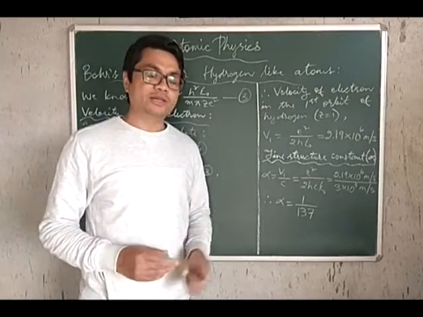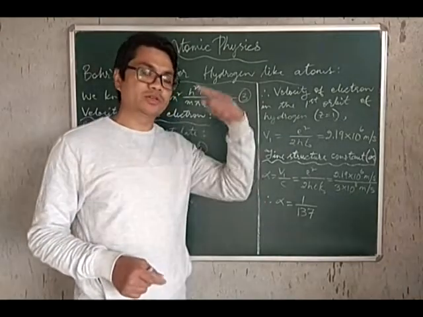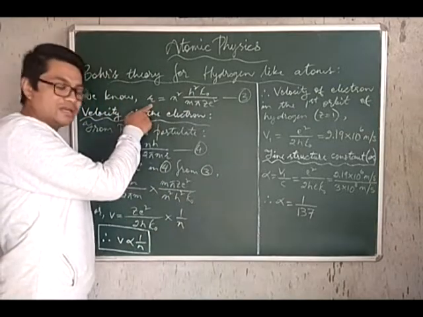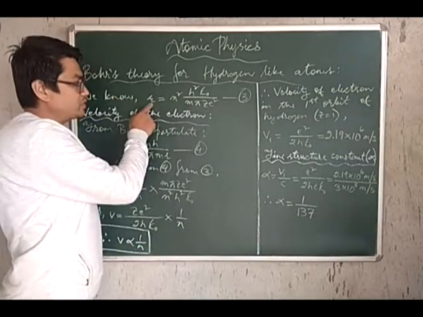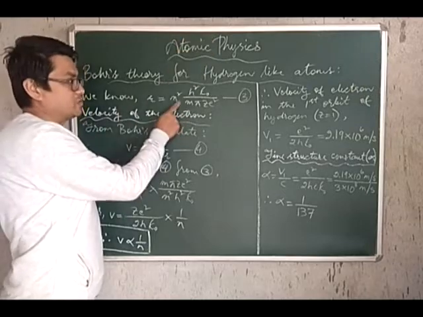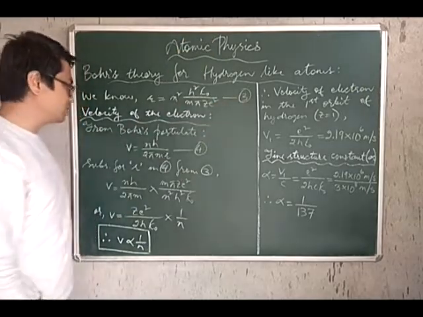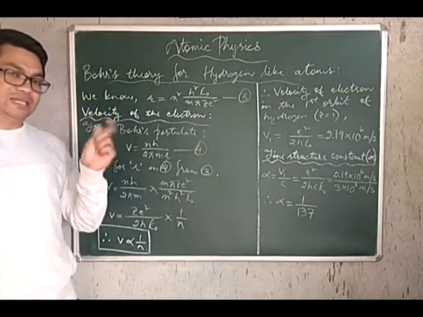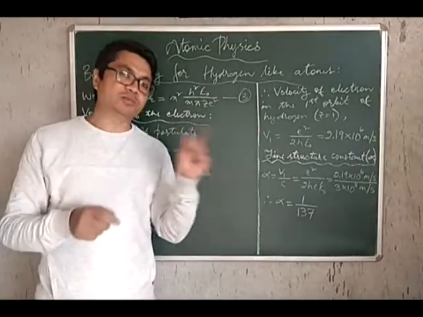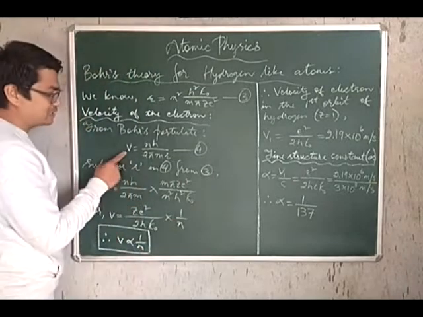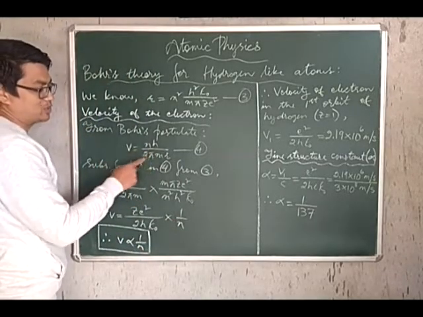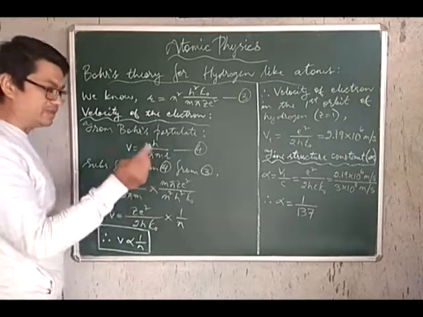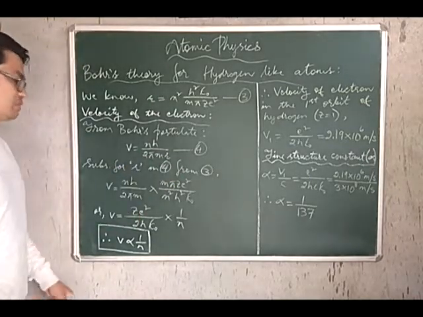Now let us calculate the velocity of the electron in different stable orbits. We already know the expression for the radii of the stable orbits is given by this equation. Let's call that equation number 3. Now, from Bohr's postulate, the angular momentum has to be an integral multiple of h by 2 pi. From there, we get v is n h by 2 pi m r. We are bringing m r to the right-hand side, and it goes in the denominator, of course. That is our equation number 4.